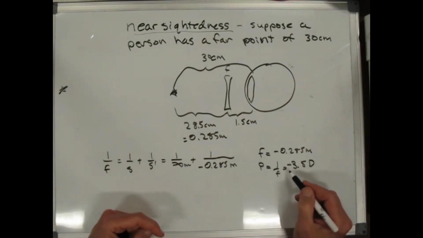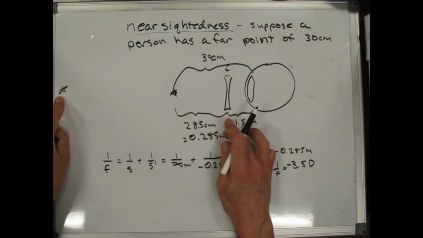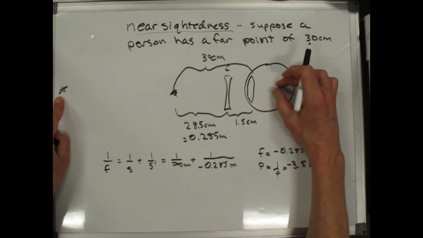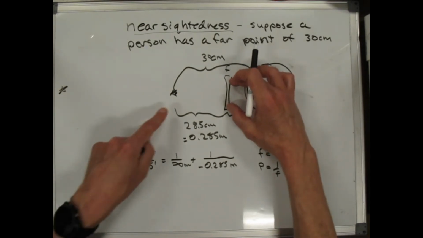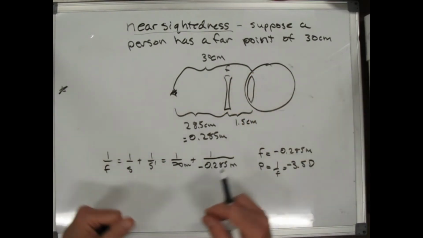Nearsighted people need diverging lenses. But the philosophy is you take an object that's at infinity that the eye can't see because the rays converge too much, and you make it appear as though it's at the far point of the eye, which is 30 centimeters, and that corrects the problem.